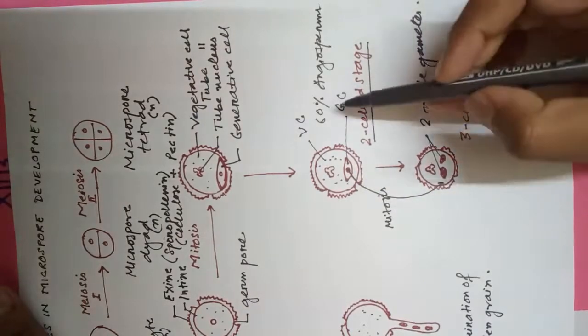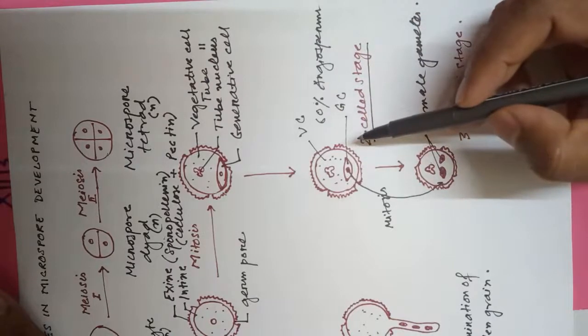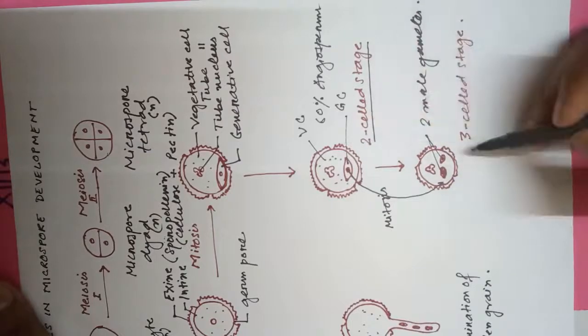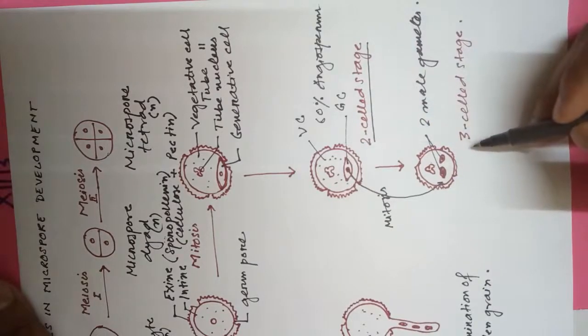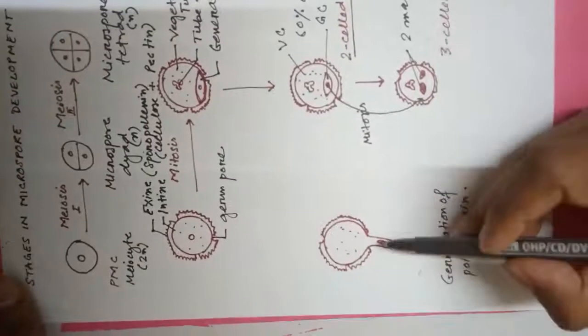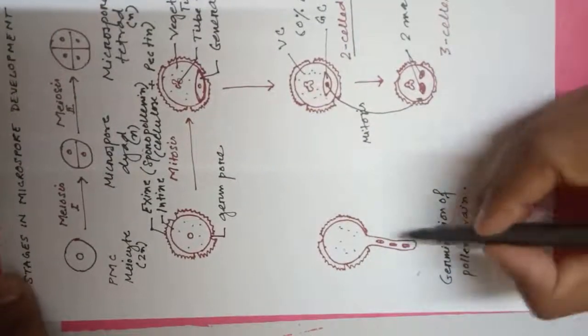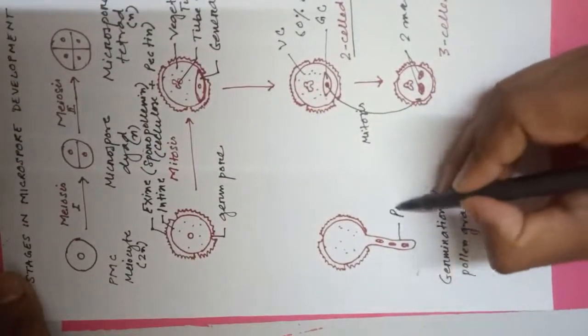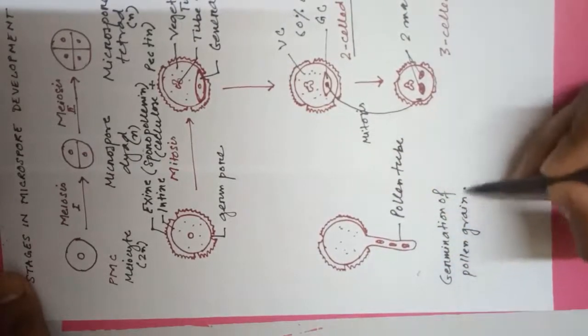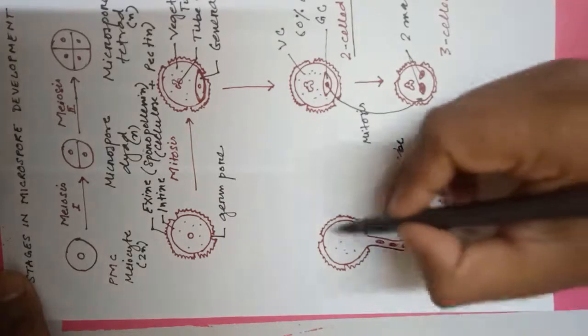So in 60% of the angiosperms, the pollen grains are shed from the anther by the bursting of the anther at the two-cell stage, but in some cases the pollen grains are shed at three-cell stage. Let us look at this diagram. Now what we can see here is the pollen tube. The pollen tube has come out, which is called germination of the pollen grain.